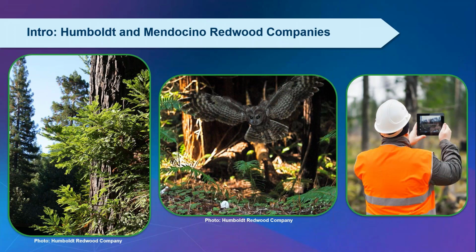Humboldt and Mendocino Redwood companies own and manage over 500,000 acres of redwood and Douglas fir forests in Northern California. They manage highly productive forest lands with a high degree of environmental stewardship. Environmental compliance is key to their business continuity. Sarah has been leading a journey to move Humboldt from a legacy GIS system to a modern web-based GIS with integrated field data collection. The first area she focused on was environmental stewardship, since it's critical to business operations.